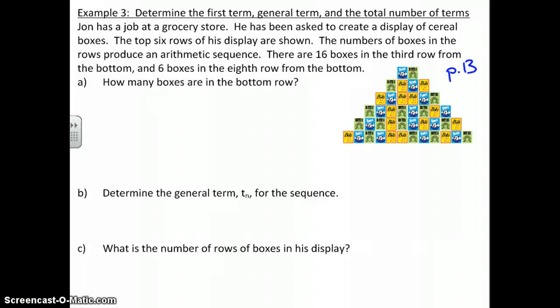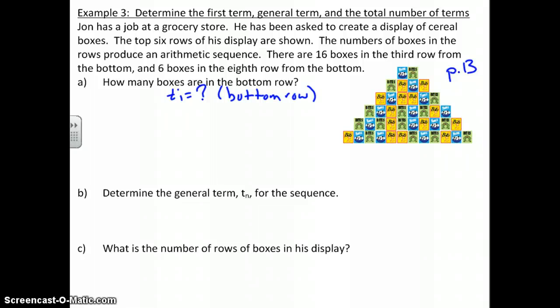Well, we actually don't know how many rows there even are. So what we're looking for really here is T1, right? What's T1? We're looking for how many boxes are in the bottom row. So T1 will represent our bottom row. So instead of representing the top row, it'll be our bottom row. So that means we're going to be subtracting each time.